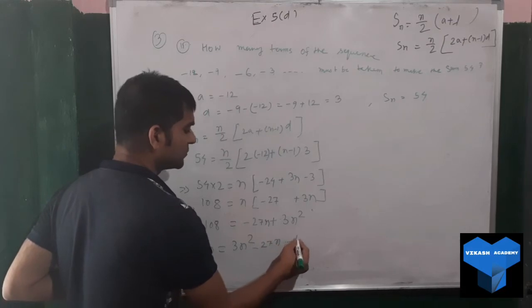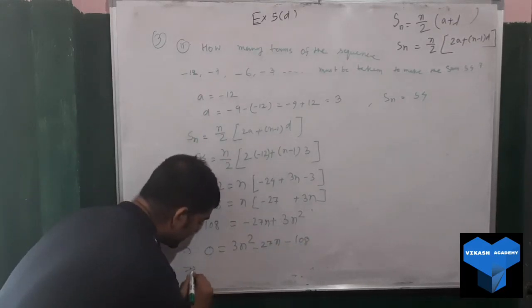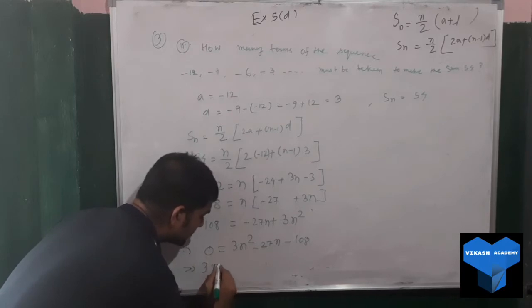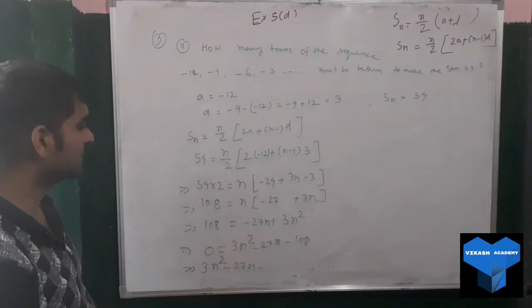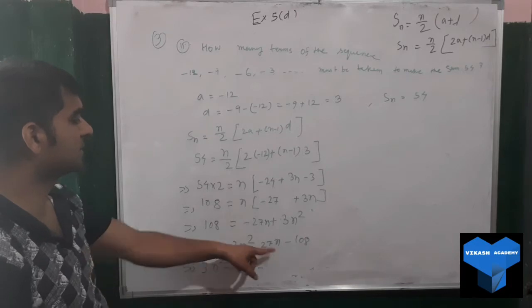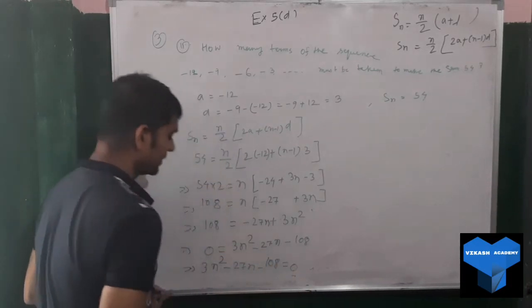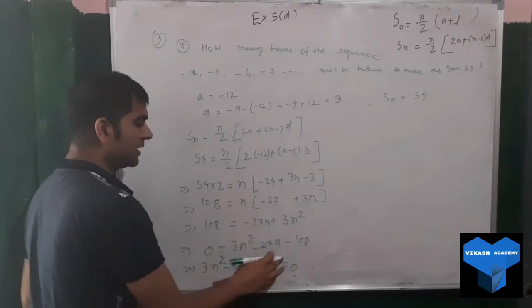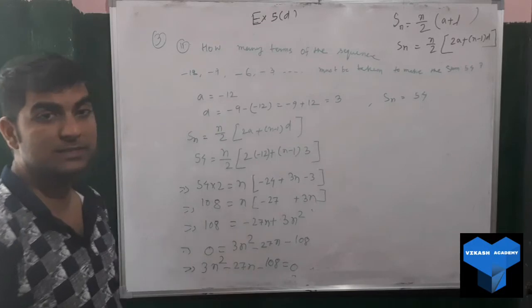1 we have minus 108. Next step, we can write like this: 3n squared minus 27n minus 108 is equal to 0. Everything is minus here, and this is plus. We have moved everything from the LHS to the RHS side.